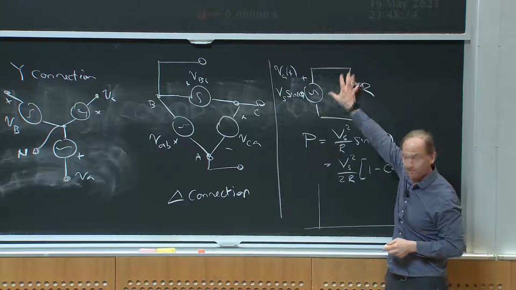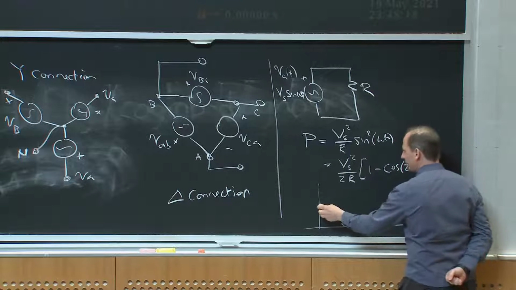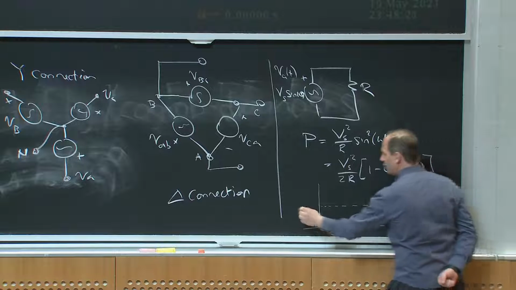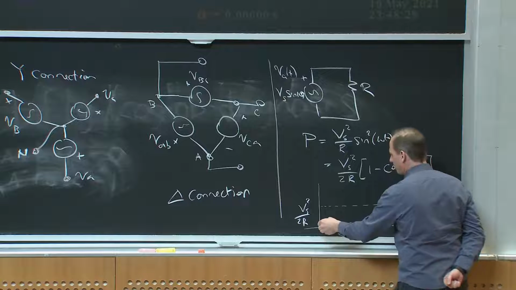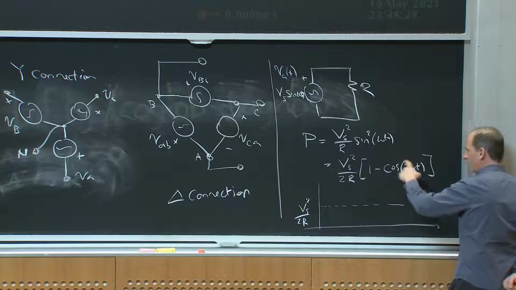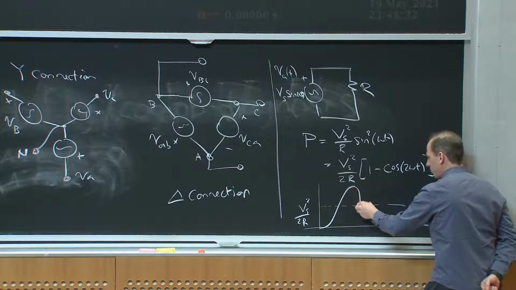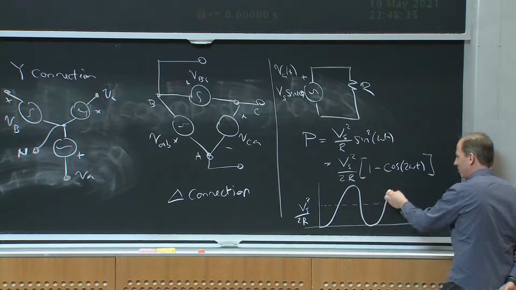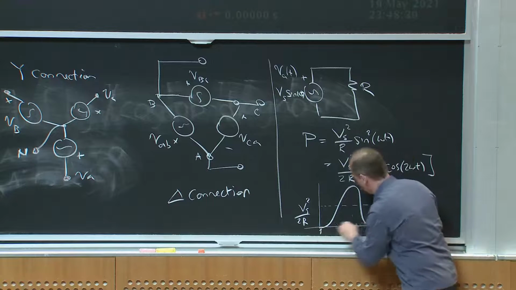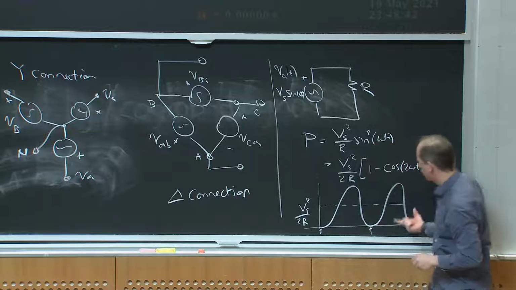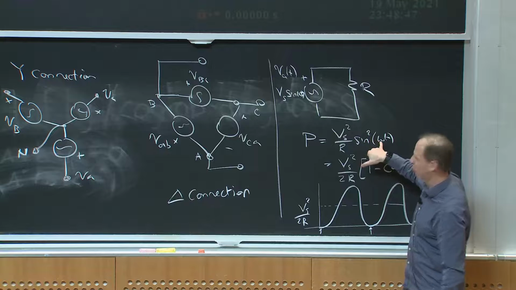So what would that look like in time if I plotted the power transferred to the resistor? It would look like this. I'd have an average value of Vs squared over 2R, but it would pulsate because of this cosine of 2 omega t. It would pulsate between 0 and twice the average value, like this. Every zero crossing is at twice the line frequency, at 2 omega t. Every zero crossing is because the voltage went through 0.